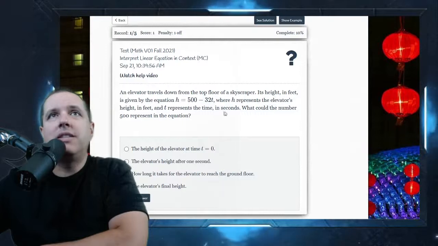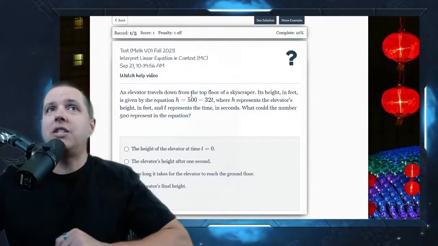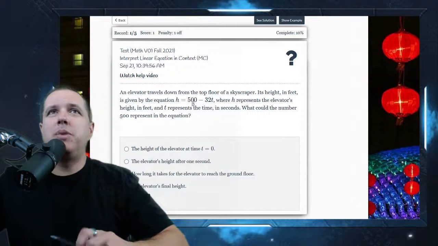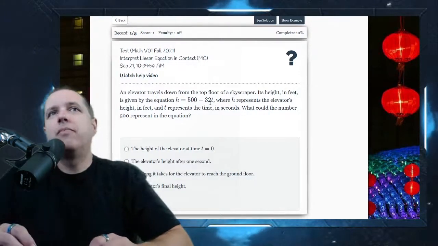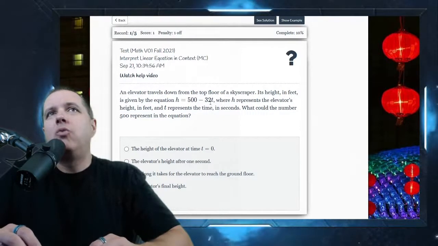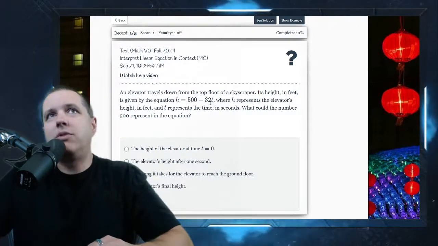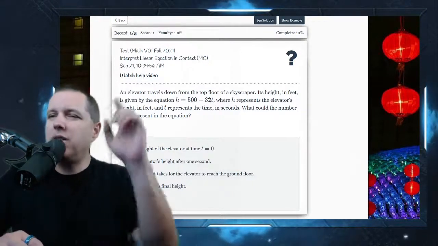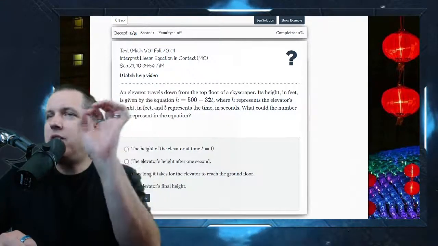It says t represents the time in seconds. What could the number 500 represent in this equation? So again, they're getting it to that type of question that I just asked a moment ago. There's a fixed value and then a variable value. Well, how would you get this 500? What would happen when t was equal to 0? When t was equal to 0, this whole second term would just go away and you'd get h equals 500. So what does that mean? When t is equal to 0, h is equal to 500.